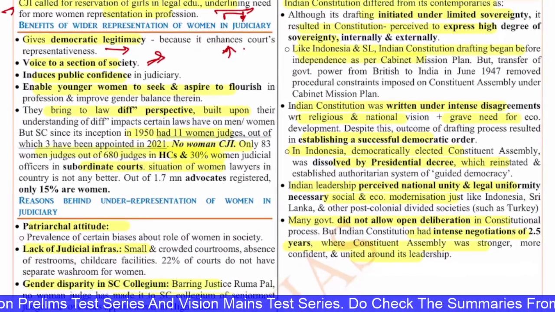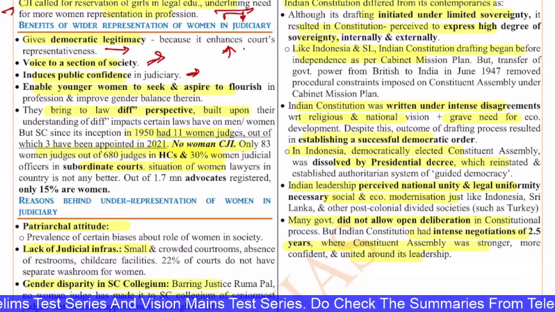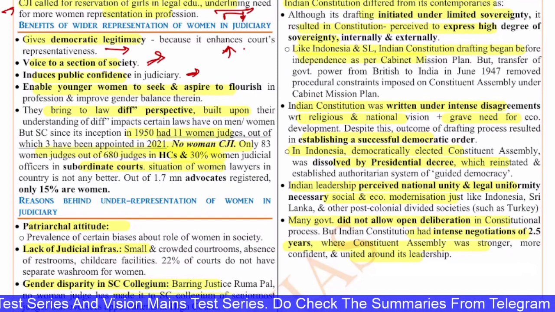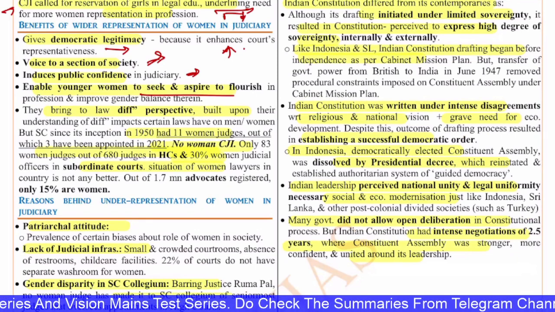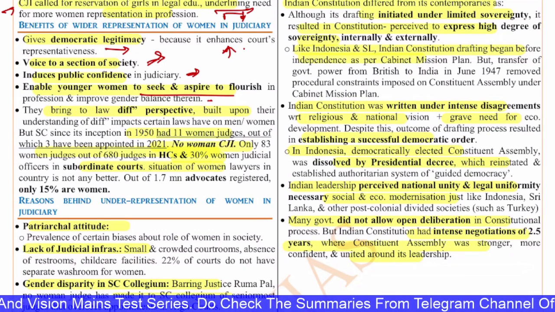It increases public confidence in the judiciary, because whenever we see a woman judge or a woman in higher authority, we generally have this tendency that we will feel that we are in safe hands. It enables younger women to seek and aspire to flourish in the profession and improves gender balance therein.